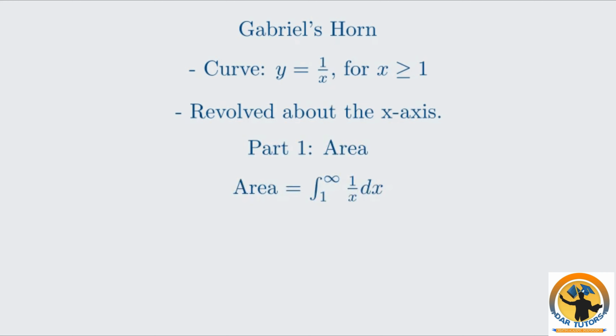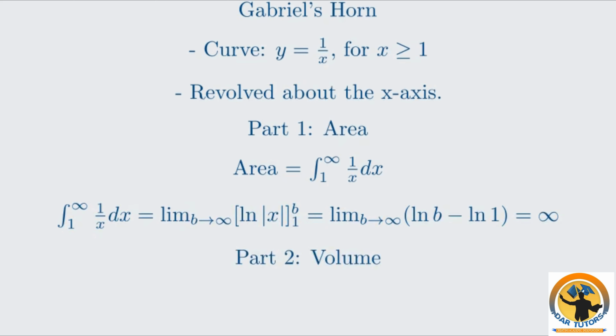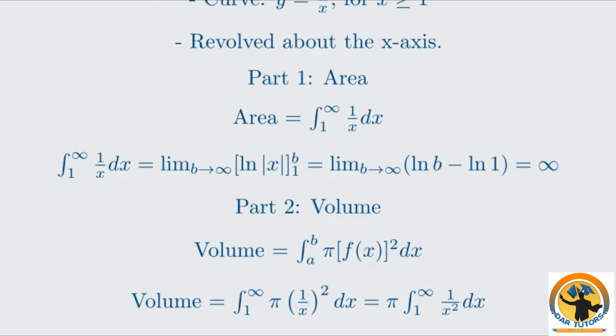The area is given by the improper integral from 1 to infinity of 1 over x dx. As we saw in our investigation, this integral diverges. The limit of ln b as b approaches infinity is infinity. So the area under the curve is indeed infinite. Now let's find the volume of the horn using the disk method. The volume is the integral of pi times the radius squared. Here the radius is the function y equals 1 over x. So the volume is the integral from 1 to infinity of pi times 1 over x squared dx.